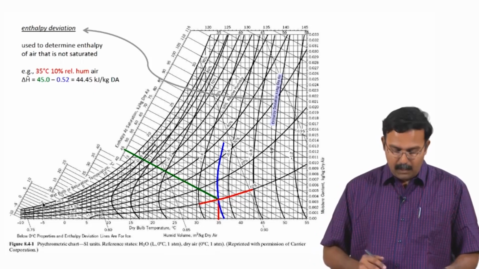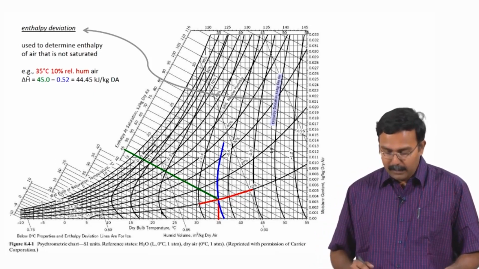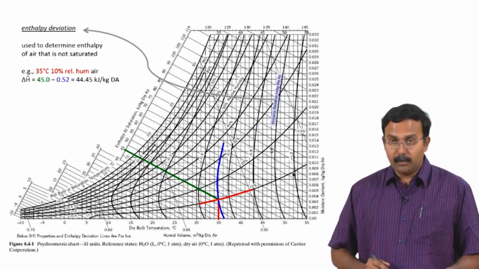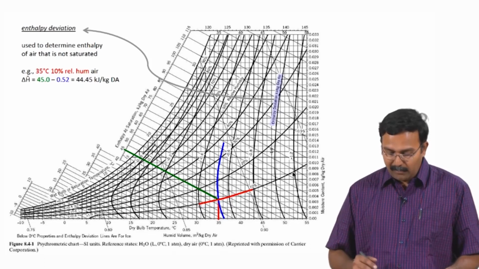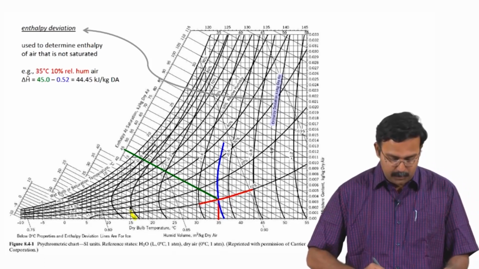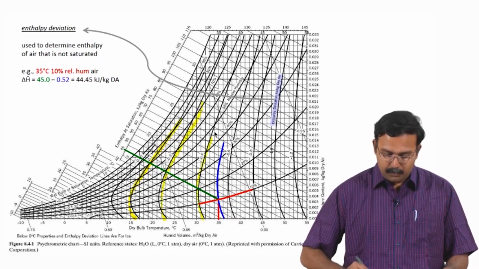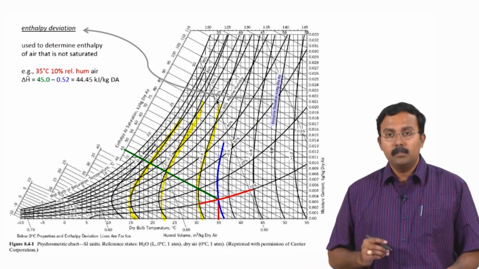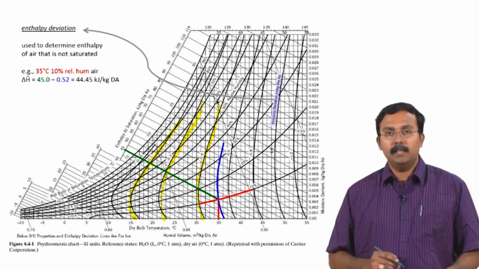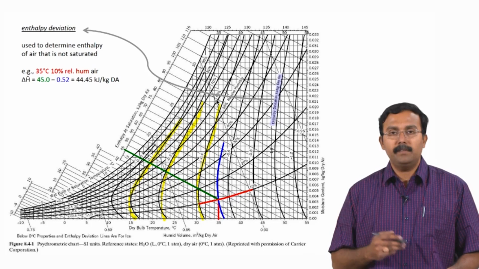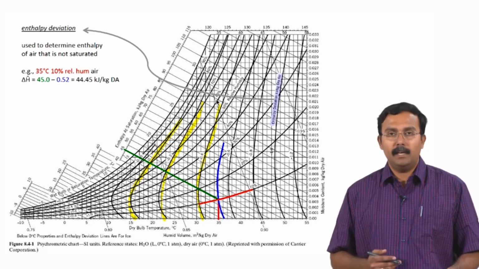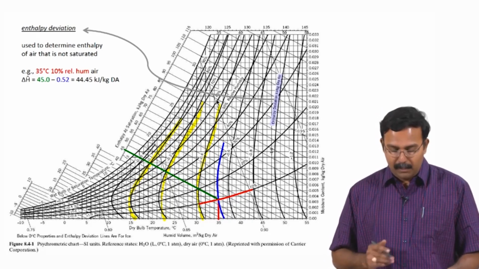So, now other than the straight lines which we had looked at and the curves for relative humidity that we have looked at, we also have other curves which are shown here. So, these are the curves that we have, you see the curves here. Those curves are called the curves for enthalpy deviation. So, we can actually calculate enthalpy changes, specific enthalpy for non-saturated air using these enthalpy deviations.